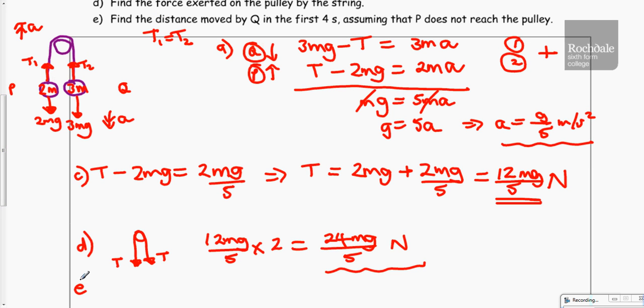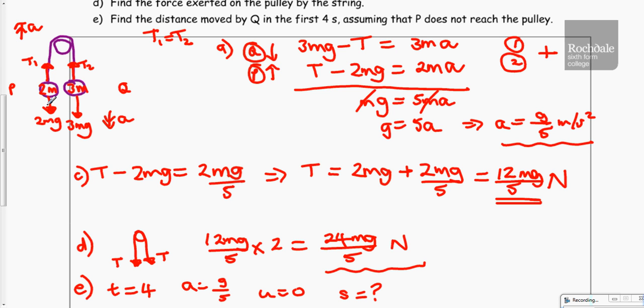Moving on to the final part of the question, we've got to find the distance moved by Q in the first 4 seconds, assuming P doesn't reach the pulley. Obviously, if P reached the pulley, it would bang into it and stop, and then the motion would be different. But we're just going to assume that it doesn't reach that pulley. So t equals 4. We know the acceleration is g over 5. And I think the system was released from rest, if you remember the question. So u is 0. And we have to work out the distance that this particle Q has gone.